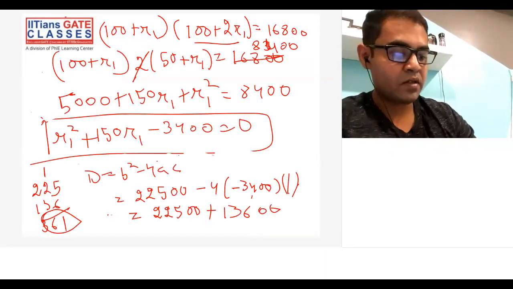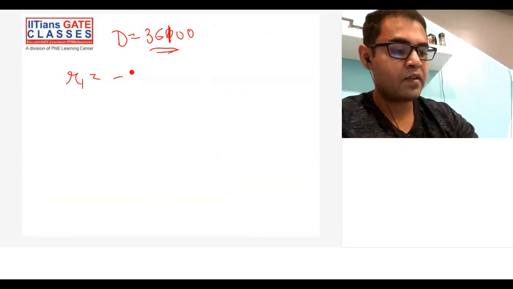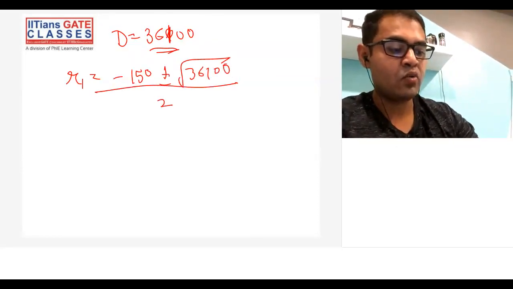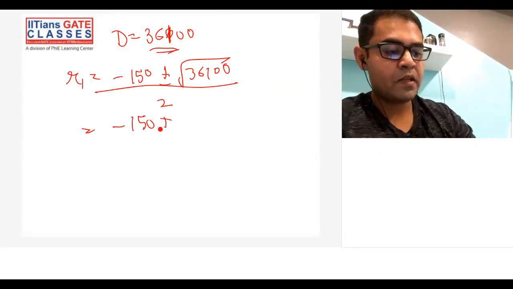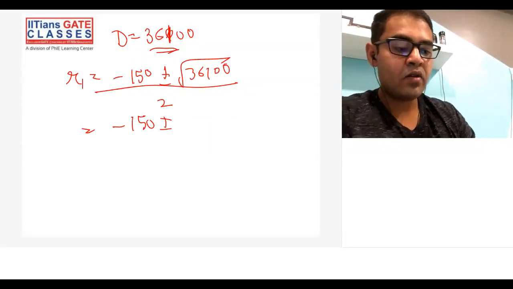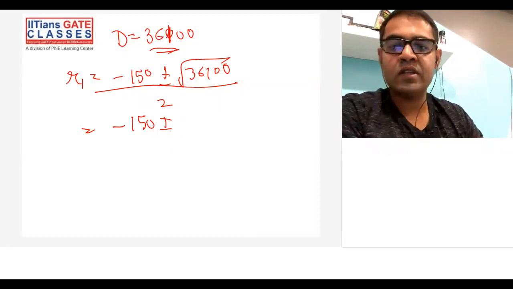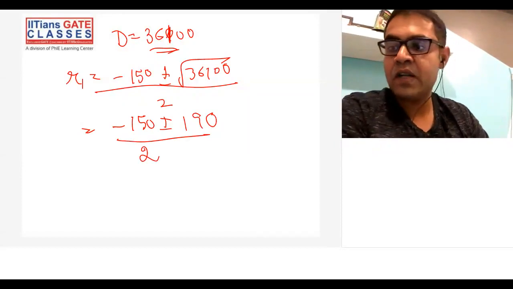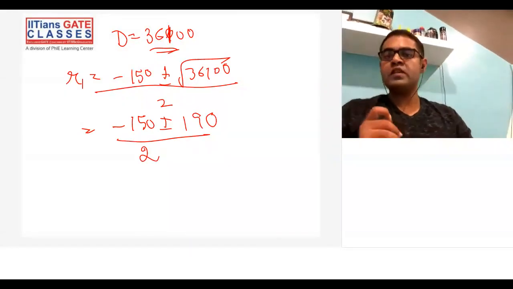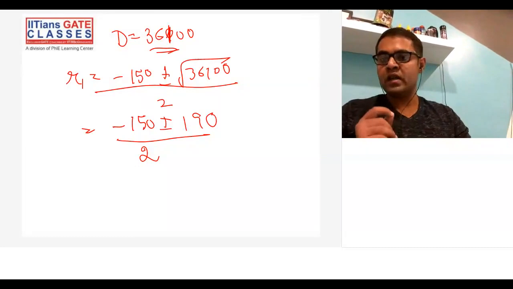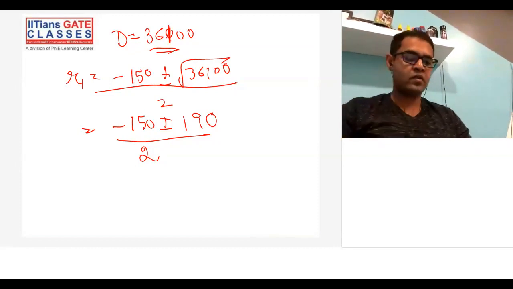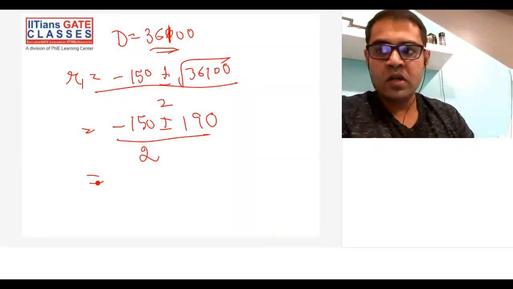So I'll write my root. This is minus 150 plus minus under root 36100 by 2. So minus 150 plus minus 361. Now, if you remember, 19 square is actually 361. So this value will be 190, by 2. 361 is 19 square. Also please make sure that you remember squares till the first 30 numbers and cubes till 10 or 12 is fine. But squares till 30 should be on your fingertips. It helps you in doing all of this.